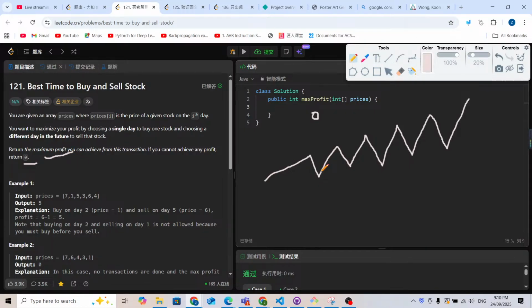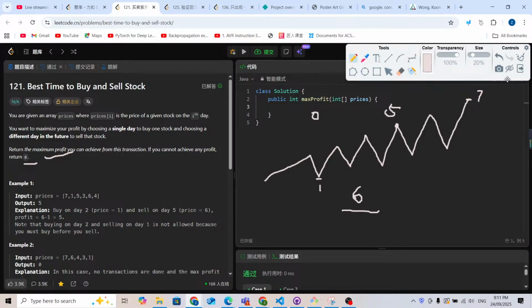For example, if we are checking this point and we already know the lowest point, maybe this one is the lowest point, we can use 5 minus 1, which is 4. At this place, maybe it is 7, and before this point we know the lowest point is 1, so the maximum profit may be 6. So this is the idea.